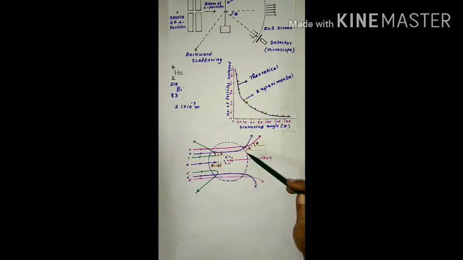So this is the significance of the experiment. Here is the animation of the alpha particle scattering experiment. Alpha particles pass straight through the gold foil and scintillations are produced. Some alpha particles suffer large angle scattering and some rebound with an angle of 180 degree.